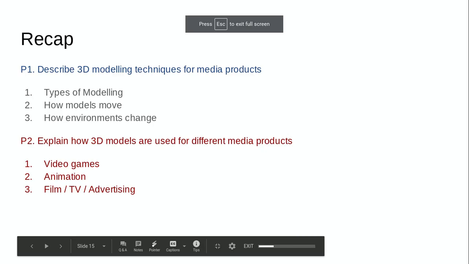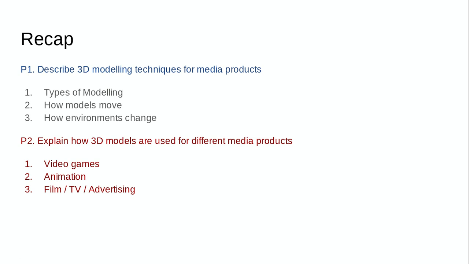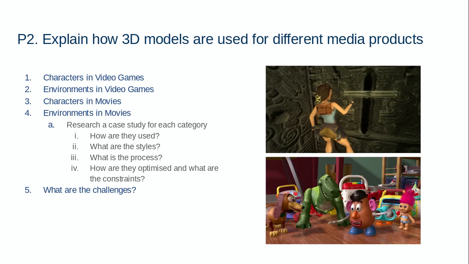So we're back to Unit 11, Learning Outcome 1. We've done P1 now, looking at 3D modelling techniques. We've got P2 still to go. The last section for Learning Outcome 1, looking at how 3D models are used for different media products, the different ways they're used in games versus how they're used in movies.